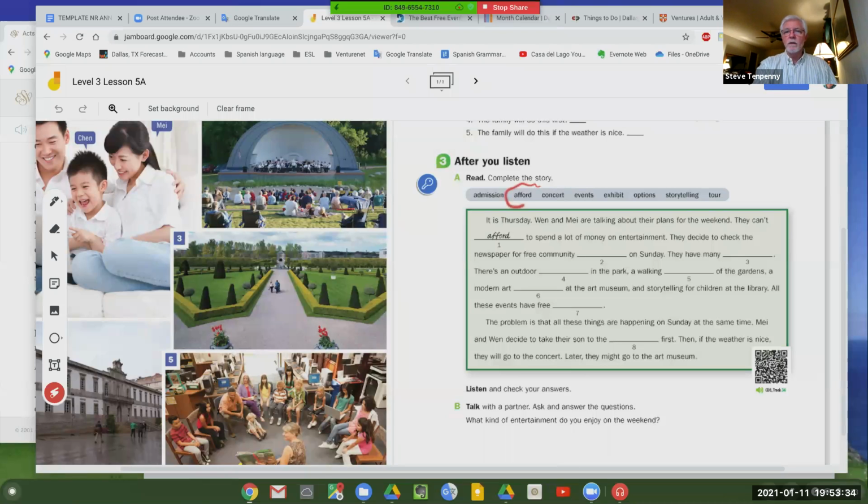Okay, the word afford. Usually the word afford is used in a negative way because people will say, I can't afford, and it's usually something that costs too much or that's expensive. So I think Mai was saying we can't afford to go to a concert because it's too much money.